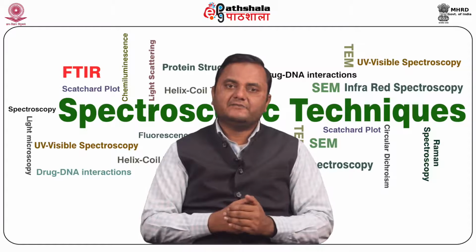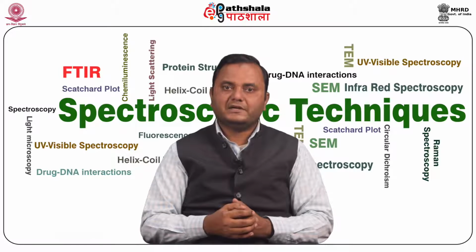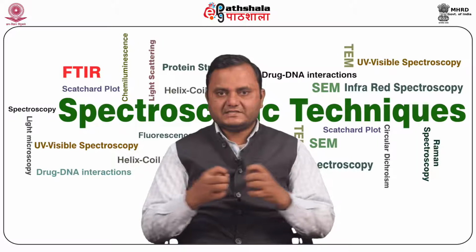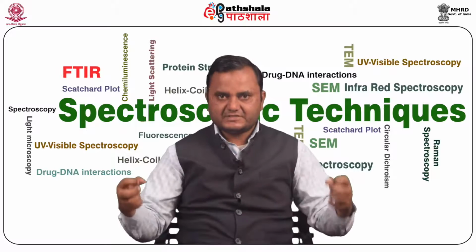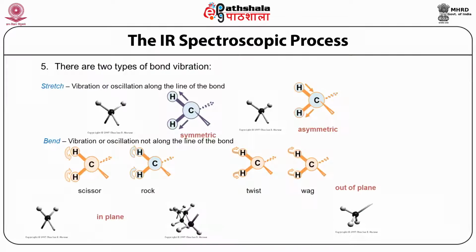You can see here, for example, in a diatomic molecule, this model makes it easy to visualize how the stretching between the two atoms occurs and induces a dipole-like configuration. Here we show that there are two types of bond vibration: one is stretching and one is bending. Stretching is a vibration or oscillation along the line of the bond, and it is again of two types: symmetric, when both oscillate with the same frequency, and asymmetric, where, as you can see in the animation, there is a different mode of vibration.